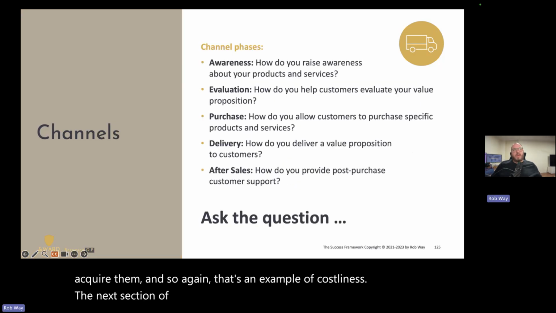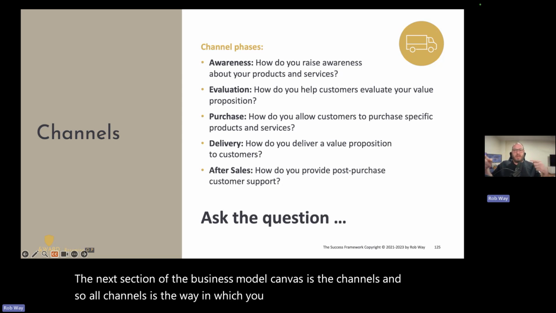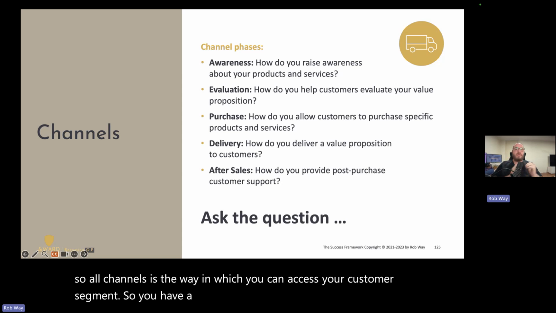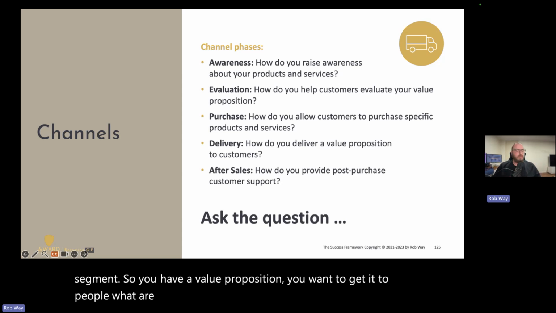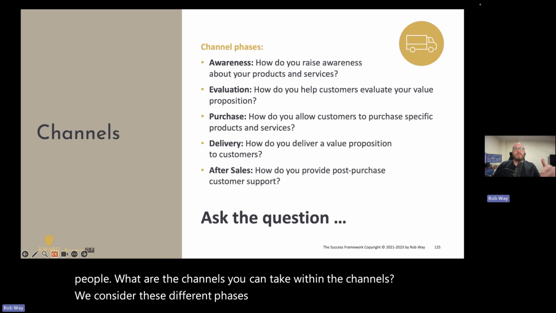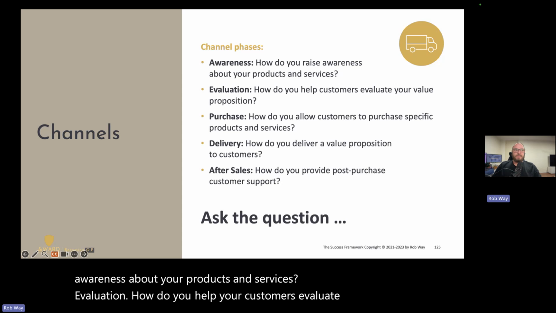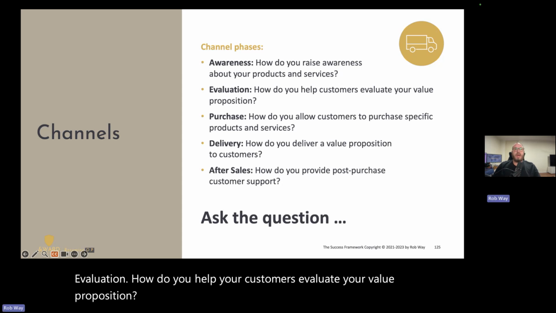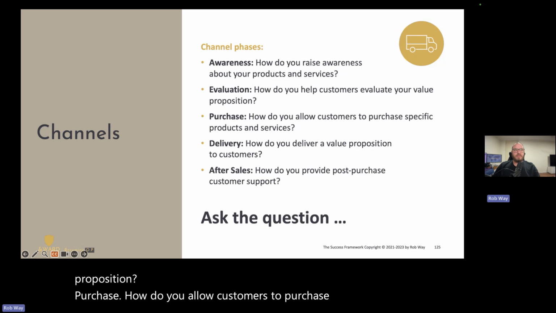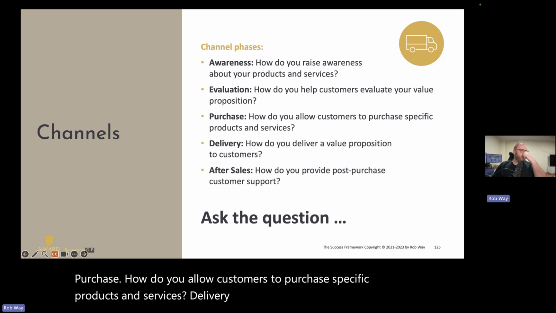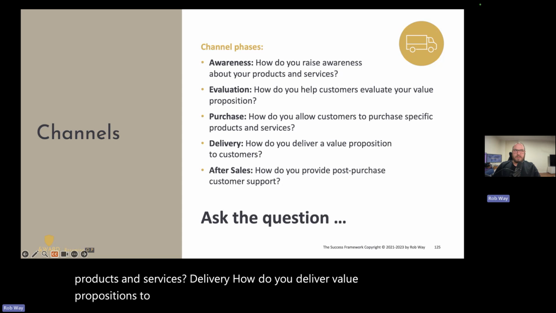The next section of the business model canvas is the channels. Channels are the way in which you can access your customer segment. You have a value proposition, you want to get it to people. What are the channels you can take? Within the channels, we consider these different phases. Awareness: how do you raise awareness about your products and services? Evaluation: how do you help your customers evaluate your value proposition? Purchase: how do you allow customers to purchase specific products and services? Delivery: how do you deliver value propositions to customers? After sales: how do you provide post-purchase customer support?